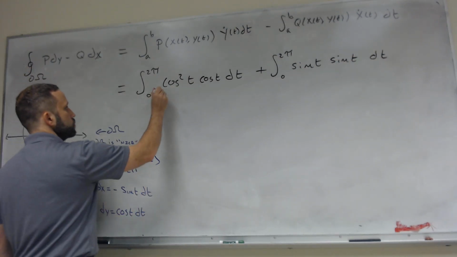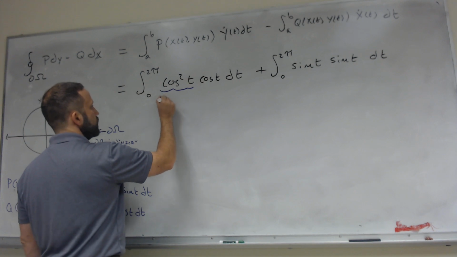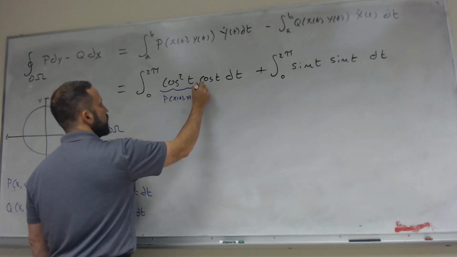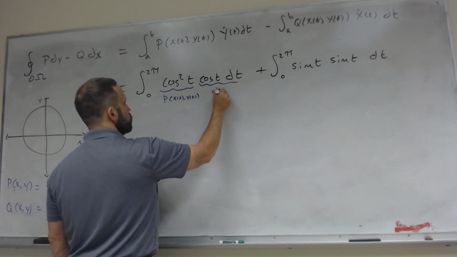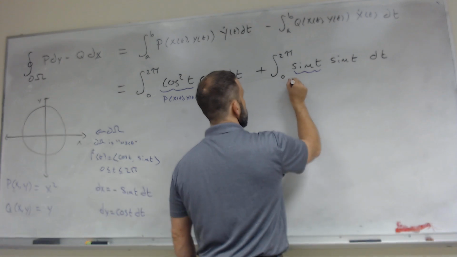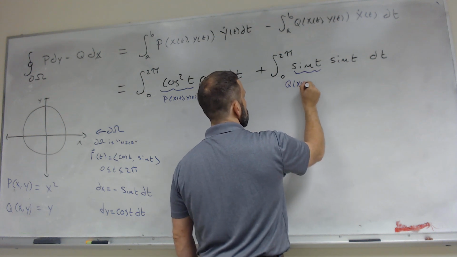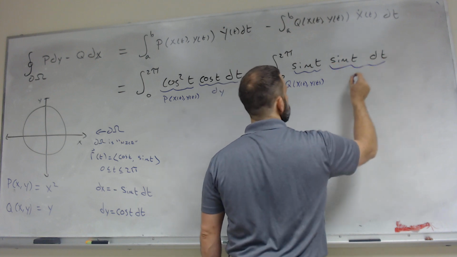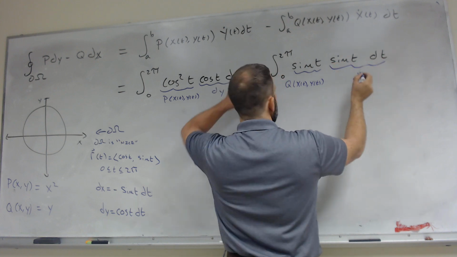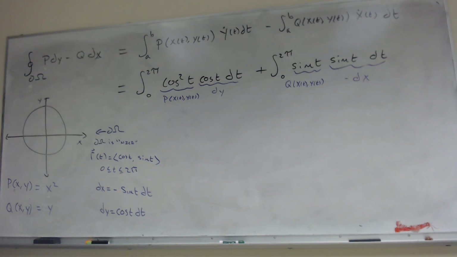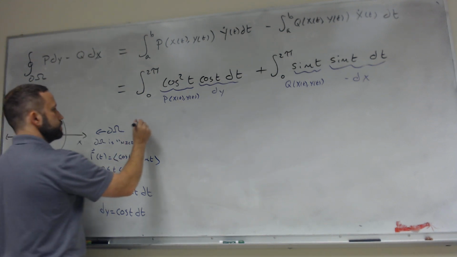Just to point out what's going on here. This is P of x of t, y of t. This is dy. This is Q of x of t, y of t. And then this whole part here is dx, though I put the minus sign out there, so it's really minus dx. Okay, so let's compute this.